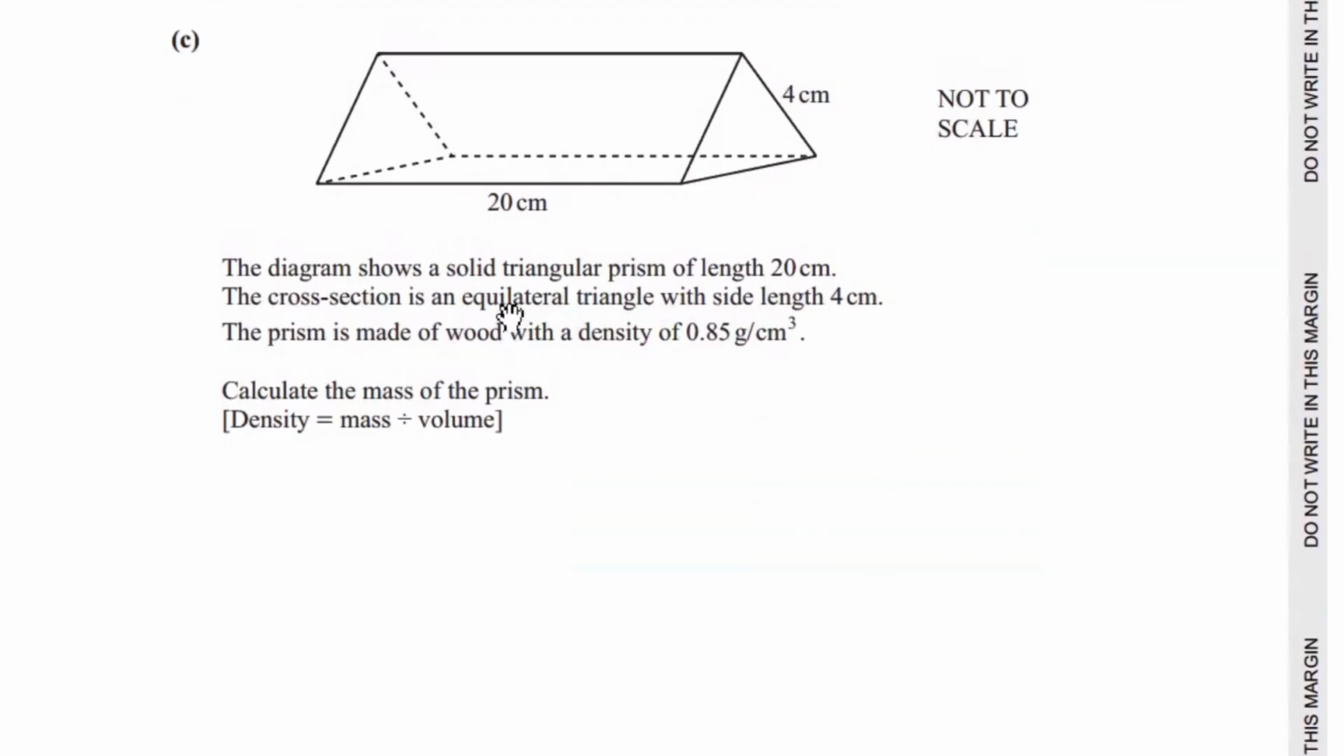Part C: a diagram shows a solid triangular prism of length 20 centimeters. The cross section is an equilateral triangle with a side length of 4 centimeters. The prism is made of wood with a density of 0.85 grams per centimeter cubed. Calculate the mass of the prism. So for the volume of the prism, the formula would be cross-section area times the total length.